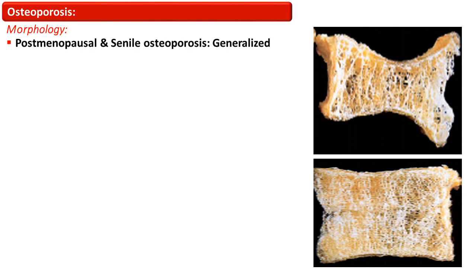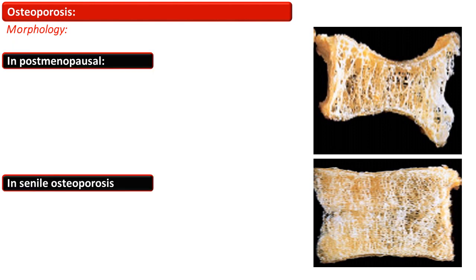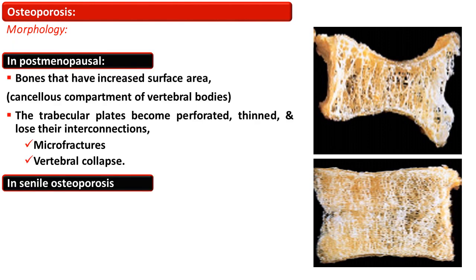In both postmenopausal and senile osteoporosis, the process is generalized. In postmenopausal osteoporosis, the most affected bones are those with increased surface area, such as the cancellous compartment of the vertebral body. The trabecular plates of these vertebral bodies become perforated, thinned and lose their interconnection, microfractures occur and vertebral collapse results.